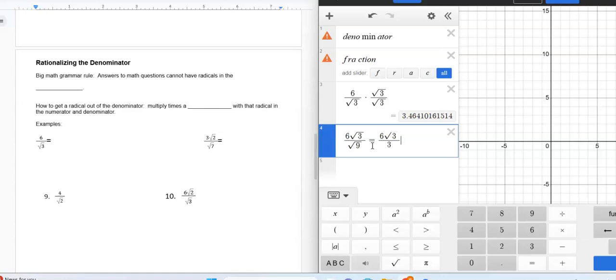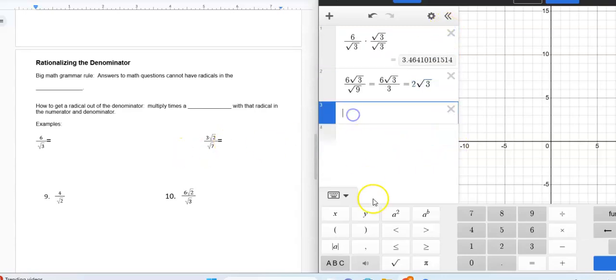This is 3. Okay, so now I have this. Now notice that we can actually do 6 divided by 3. That is 2 rad 3. And that is the answer for this one. Let me do this example also.